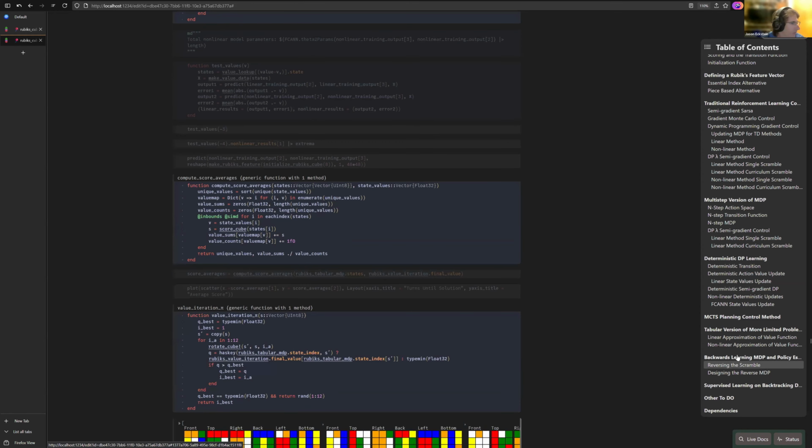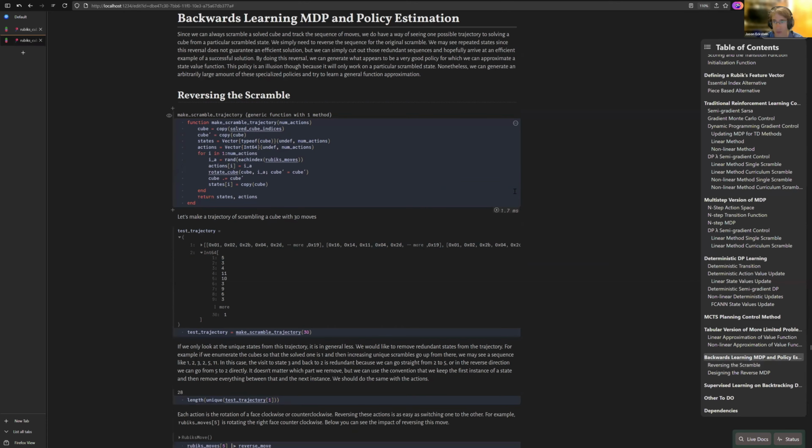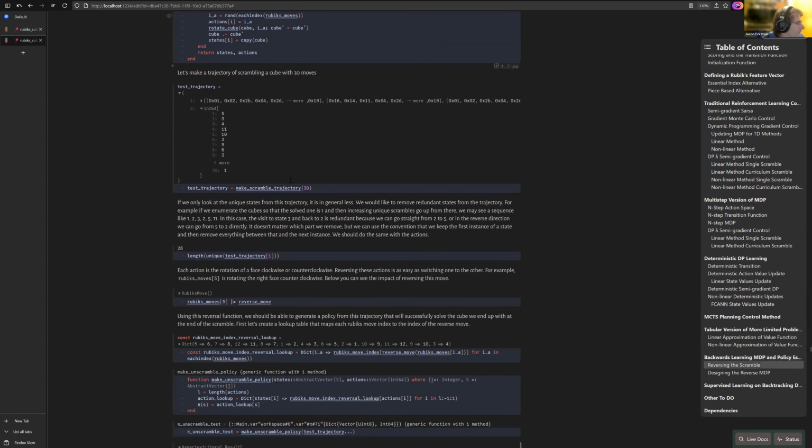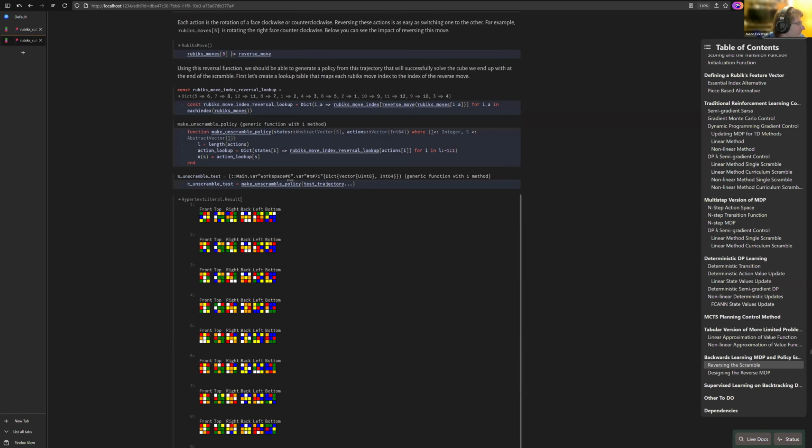Now, one question is, how do we actually apply these techniques with this problem setup, which is a little bit foreign to how we would normally set up a problem? So there is one trick that we can use.